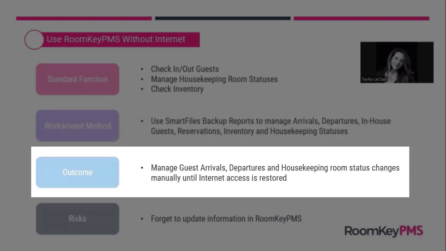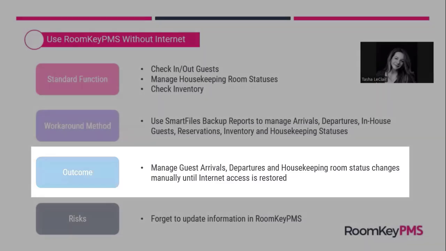Now, the outcome of this, of course, is that you are able to manage guest arrivals and departures and update housekeeping room statuses manually until you are able to access the internet again. So this is a temporary or workaround method that we recommend in an emergency situation where you lose access to the internet at the front desk, for example.